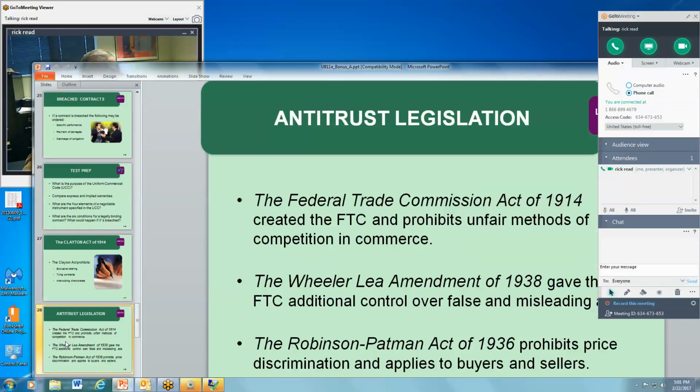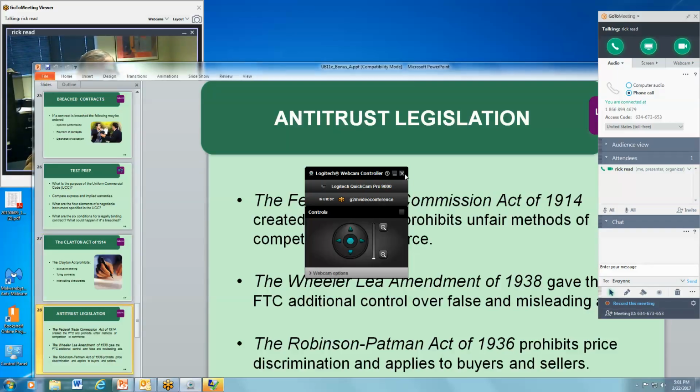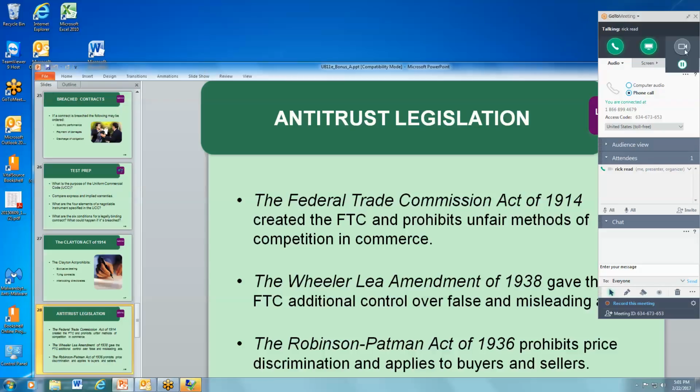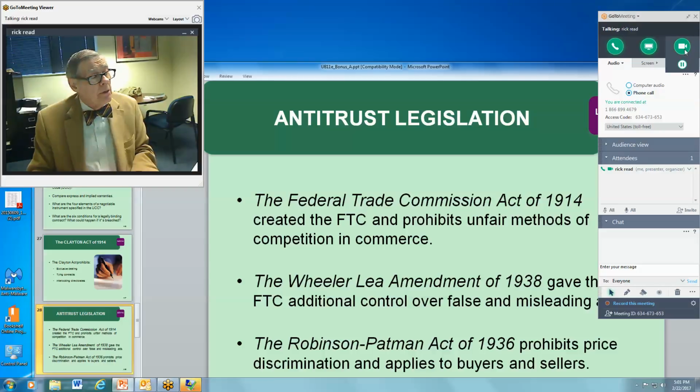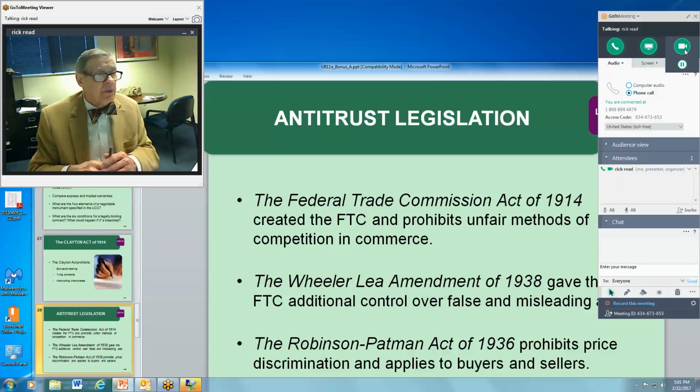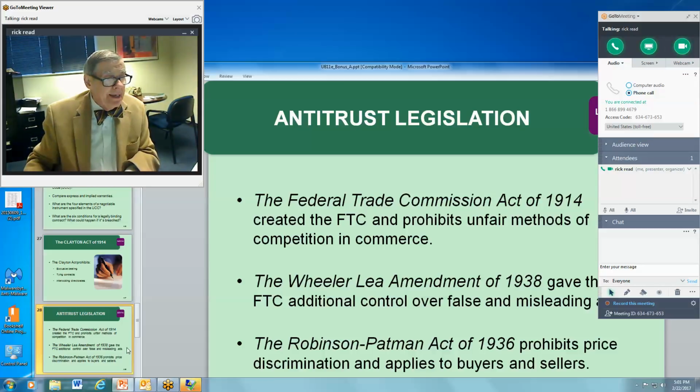So we came up with some antitrust legislation. The first being the Federal Trade Commission, which was enacted, or created, I should say, in 1914 and prohibits unfair methods of competition. Then we had the Wheeler-Lea Amendment in 1938 that gave the Federal Trade Commission more control over false and misleading advertising. The Robinson-Patman Act of 1936 prohibited price discrimination, and that applies to both buyers and sellers.